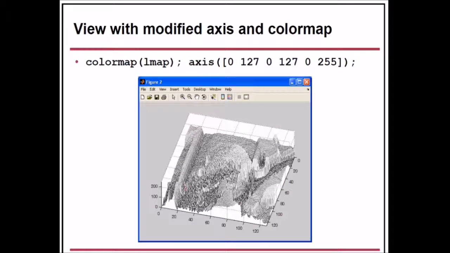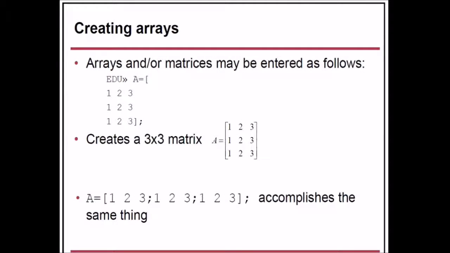This is the colormap. If you give this colormap as L map, because we have been using a grayscale image, this will be changed into L map, and the axis 0, 127, 0, 127, 0, 128. So for RGB there are 3 axes. One is 127, one is 127, one is 255. These are the numbers being given for the axis.